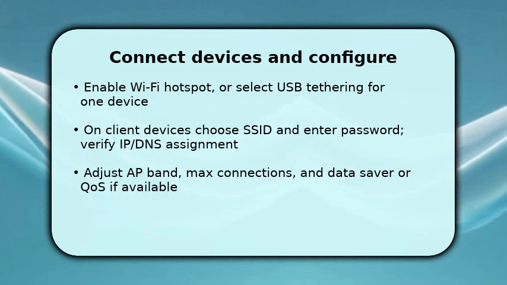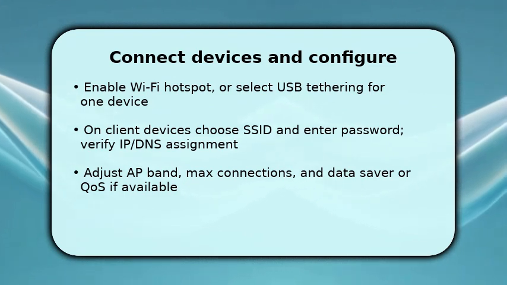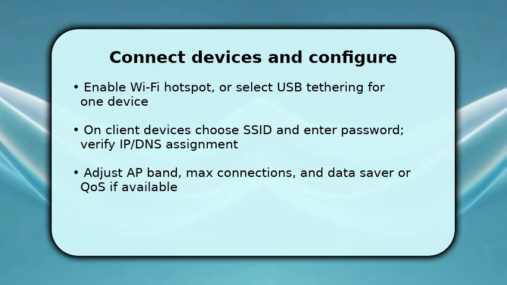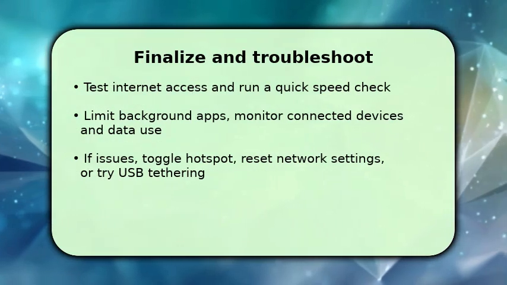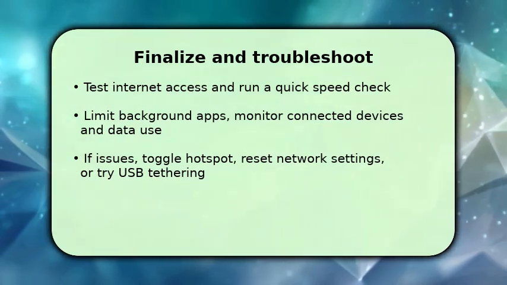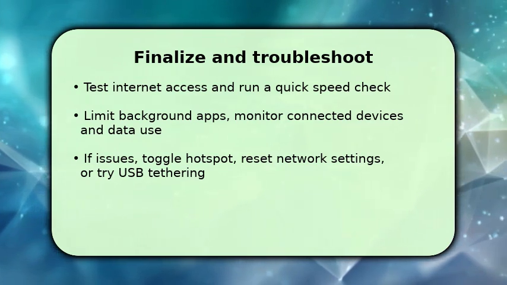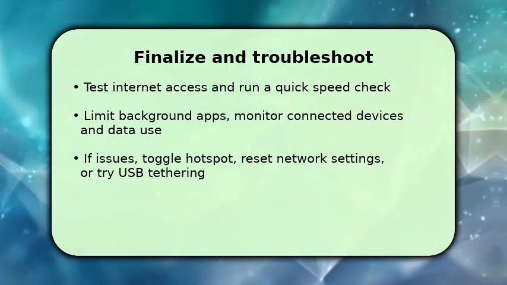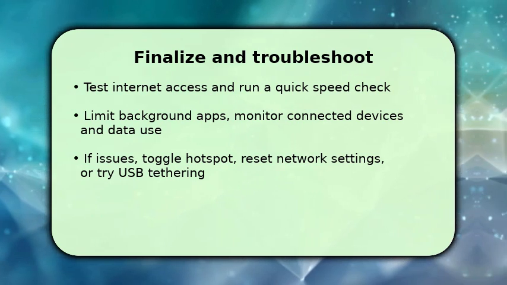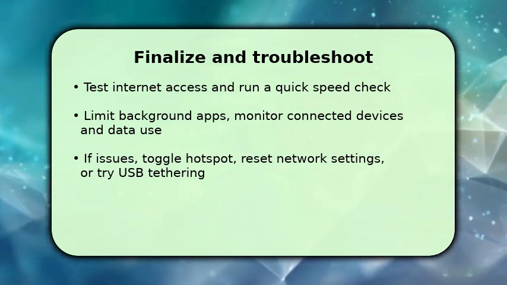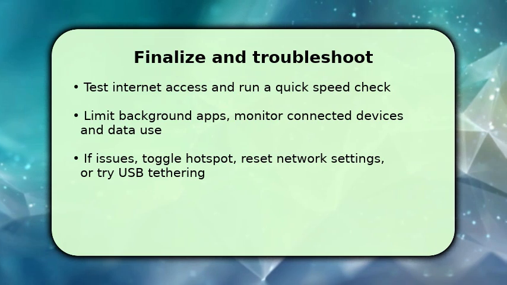For advanced stability, switch the AP band if clients struggle to maintain a link. Finish by testing web access and running a quick speed check to validate throughput. Make sure latency and download speeds meet needs. Once satisfied, close heavy background apps, limit client count, and monitor data usage to avoid unexpected caps.